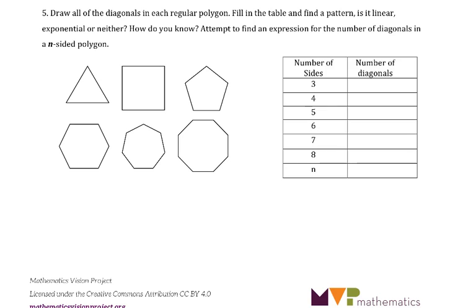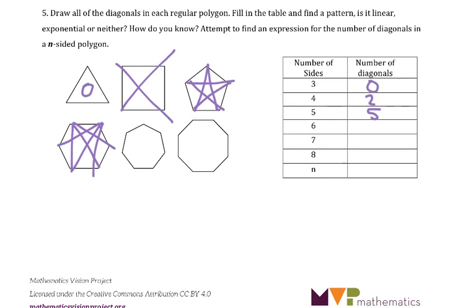So you draw all the diagonals. So in a triangle, there's 0. Square has 2, vertex to vertex, but not the ones that are part of the sides. Okay, pentagon we have 1, 2, 3, 4, 5. Hexagon we have 1, 2, 3, 4, 5, 6, 7, 8, 9. I believe that's it. Notice that each vertex has 3 diagonals here.